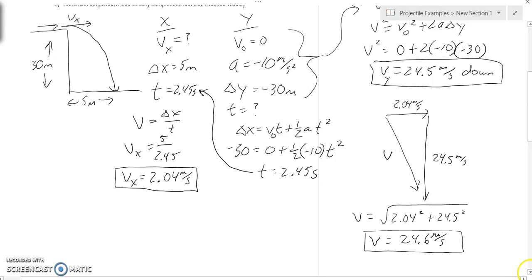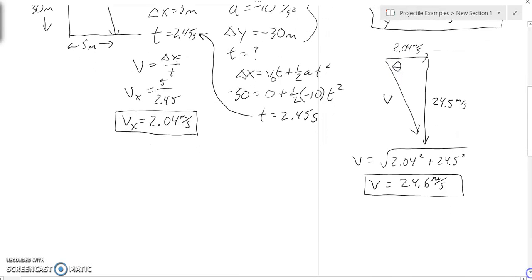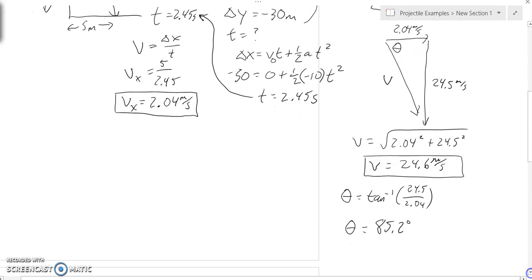Now, that's not our final answer because remember, velocity is a vector. We do need a direction with this. So I'm going to label that angle theta. We can use trig to get that. So theta, you say the inverse tangent of 24.5 over 2.04. You solve that for theta and you get 85.2 degrees.